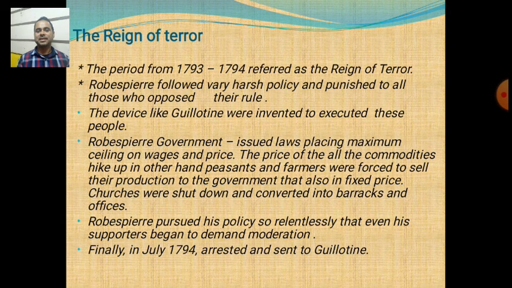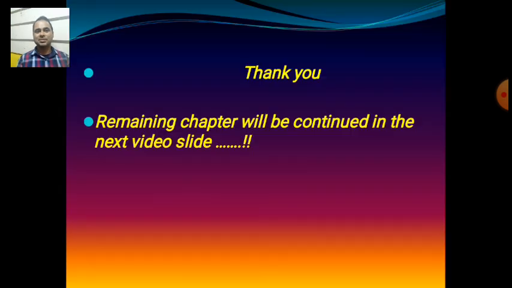Finally, in July 1794, Maximilien Robespierre too was arrested and sent to the guillotine. Now, what is the guillotine? It is a process by which a man is executed. The guillotine is named after its inventor, Dr. Guillotine. So this is how, in the first segment of French history, we understand how things were happening right from the very beginning.